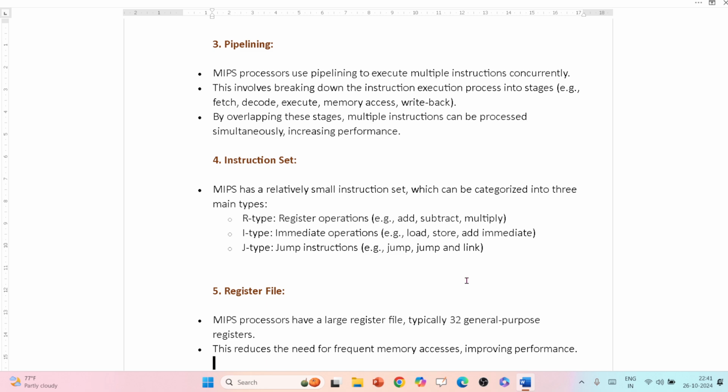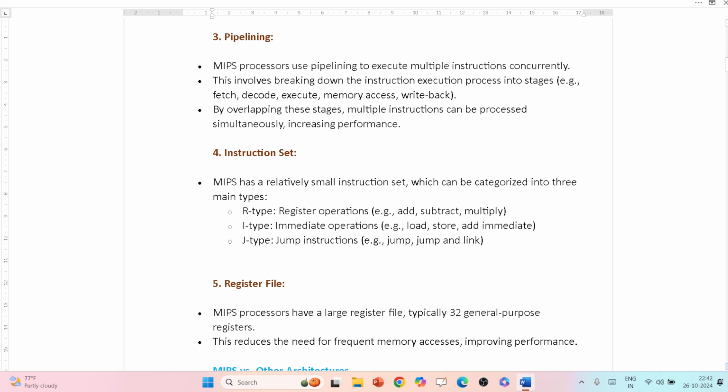The fourth point is the instruction set. MIPS has a relatively small instruction set which can be categorized into three main types. R type, that is the register operations, example add, subtract, multiply. Then the second one is the I type, immediate operations. Example, load, store, add immediate. The third one is the J type, that is the jump instructions. Example, jump, jump and link.